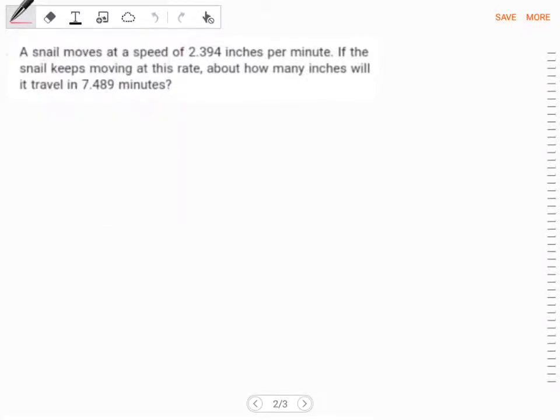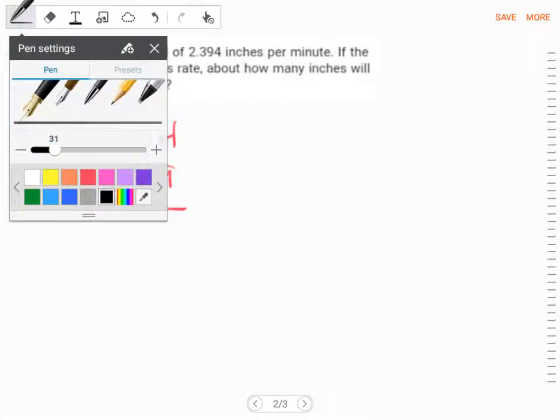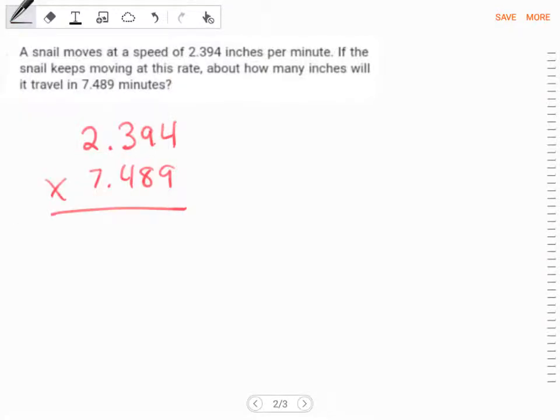Let's just take 2.394, multiply this by 7.489. Now remember, you're not required to line up decimals when you're multiplying. It's only when you're adding and subtracting when you're required to line up your decimals. However, this just lined up real pretty already, okay? So if I'm going to do this problem, again, I'm just going to do this in a different color so I can see what I'm doing.